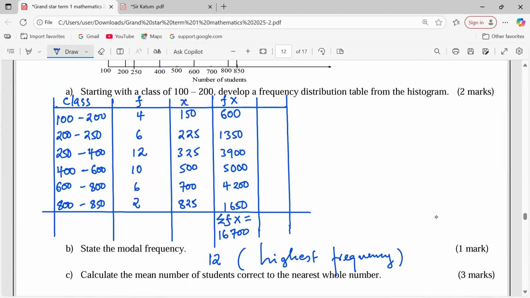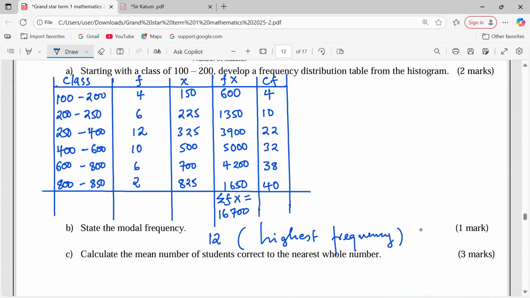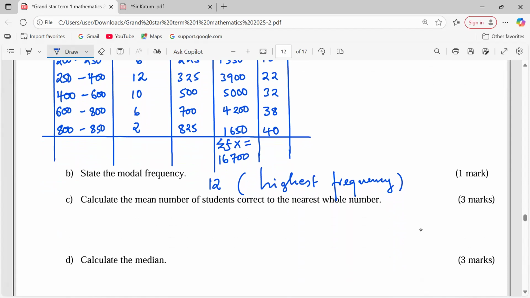Now we find cumulative frequency. That will give us the total number of schools here. The first frequency is 4. We add to the next, which is 6. So we get 10. We add to the next, which is 12. We get 22. We add to the next, which is 10. We get 32. We add 6. We get 38, and we add 2, we get 40 that way. So those are the cumulative frequencies, and they have given us the total number of schools.